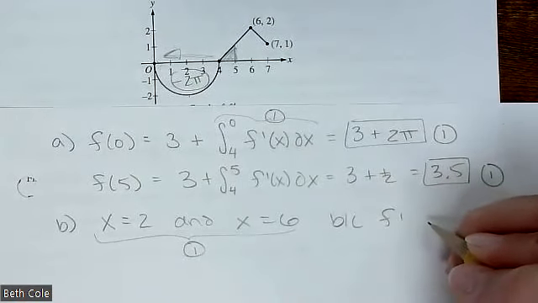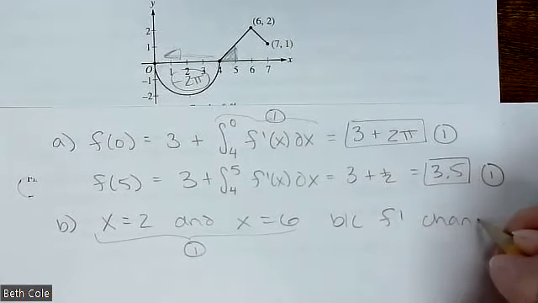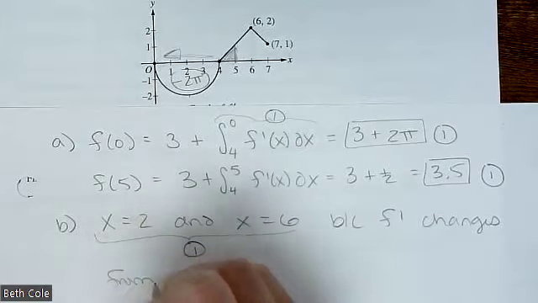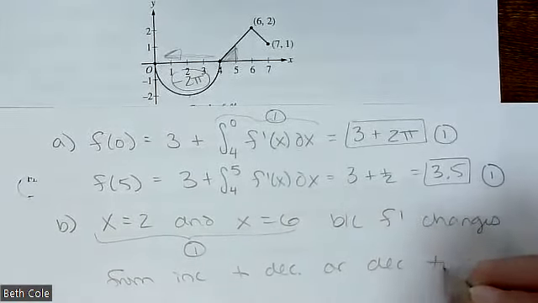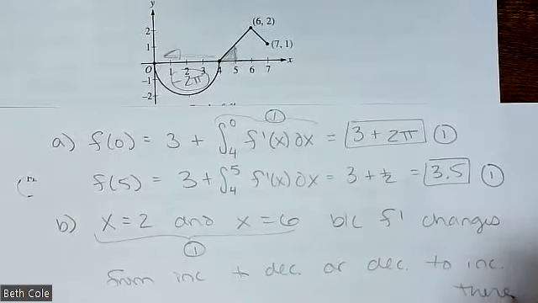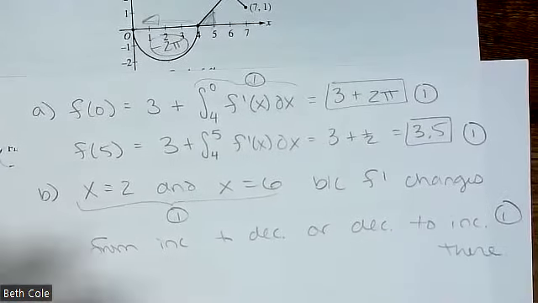Because f prime changes from increasing to decreasing or decreasing to increasing there. And you get a point for that explanation. And no, there's not a shorter way to put that. I'm sorry, I asked, they told me write that. I was like, fine, right? Just do it. It'll get you the point.